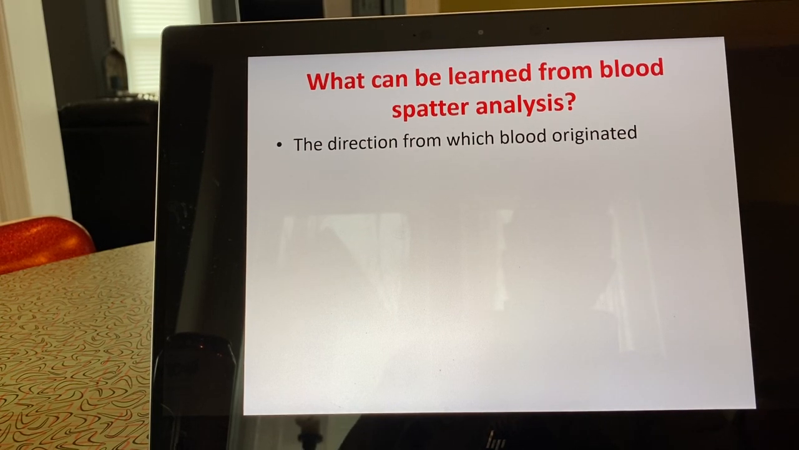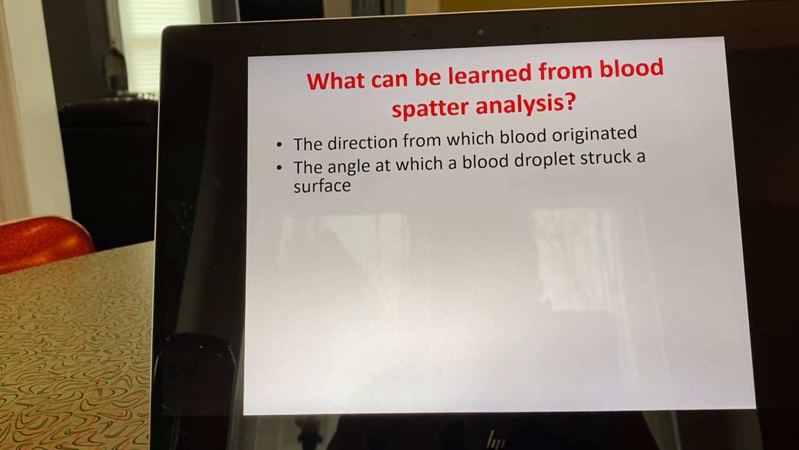So blood spatter especially can be really informative for detectives to know approximately what went on when they're going in to interview or interrogate someone, because it can tell them, you know what, your story really doesn't make sense.